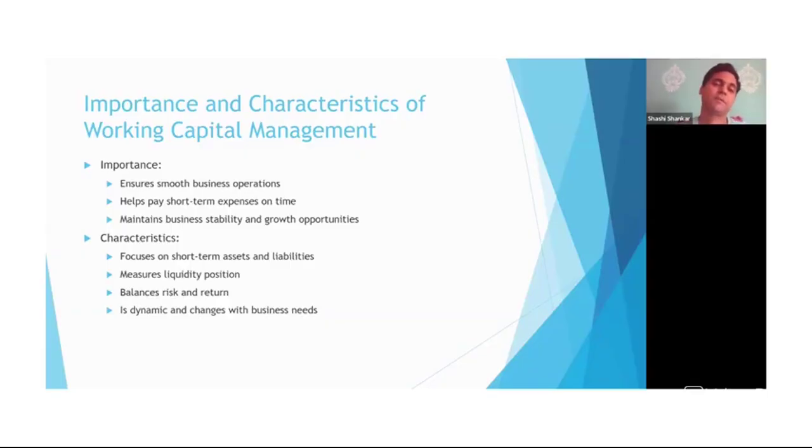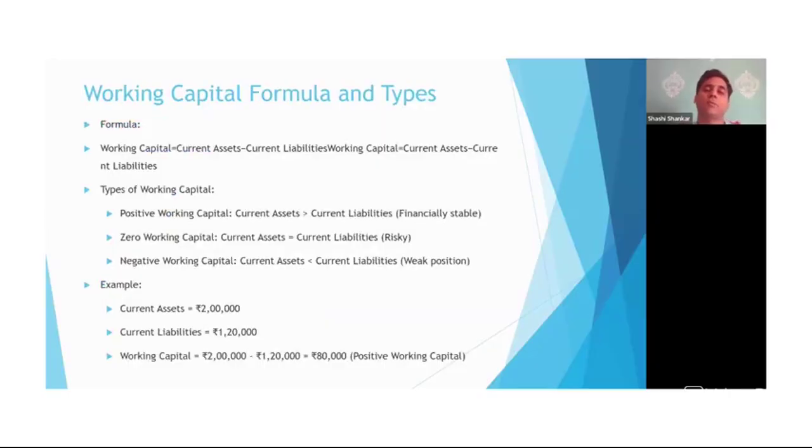All right, now moving to the next, the working capital formula and types. If you're talking about the formula, working capital is equal to current assets minus current liabilities. All right. So, types of working capital.